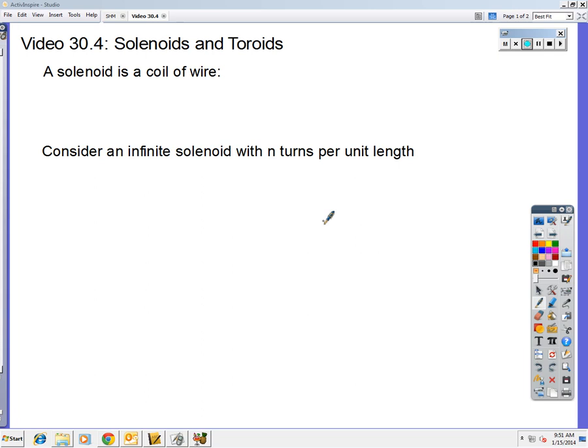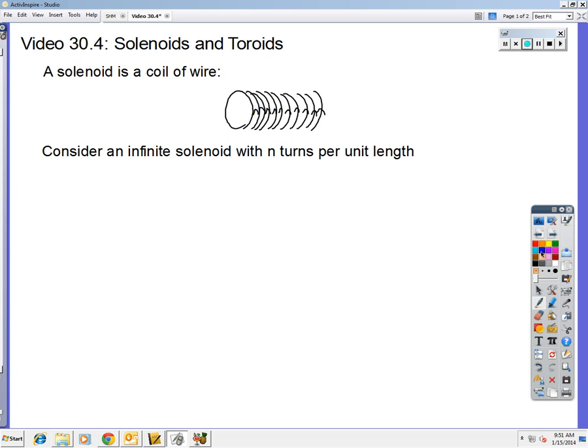Okay, this is the last video about magnetostatics. We're going to look at two things called solenoids and toroids. And a solenoid is something you've seen before. It's basically a coil of wire, and it carries a current. Each one of these loops of wire carries a current I.